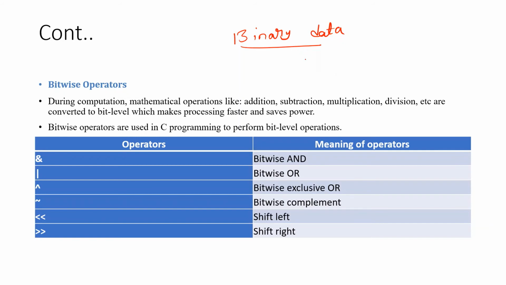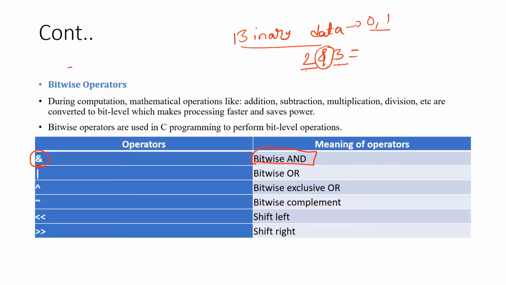For example, if I say 2 and 3, it will give some output. 2 is an integer value, 3 is an integer value. Binary data means it has only 0 and 1. But here I am saying 2 and 3, because here I am using a single ampersand. Single ampersand is nothing but bitwise AND. Double ampersand is logical AND.